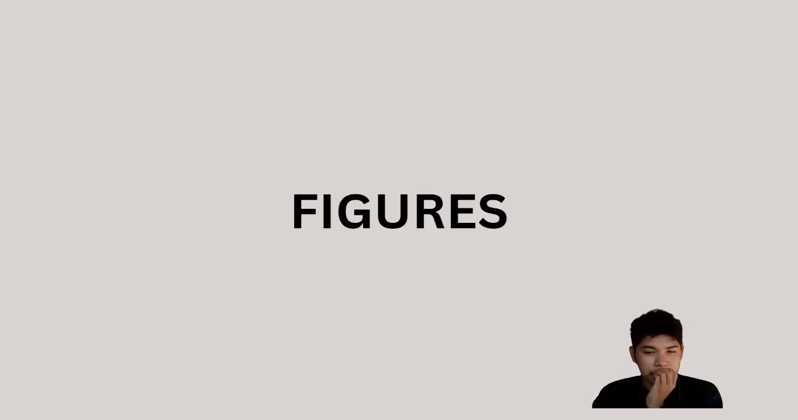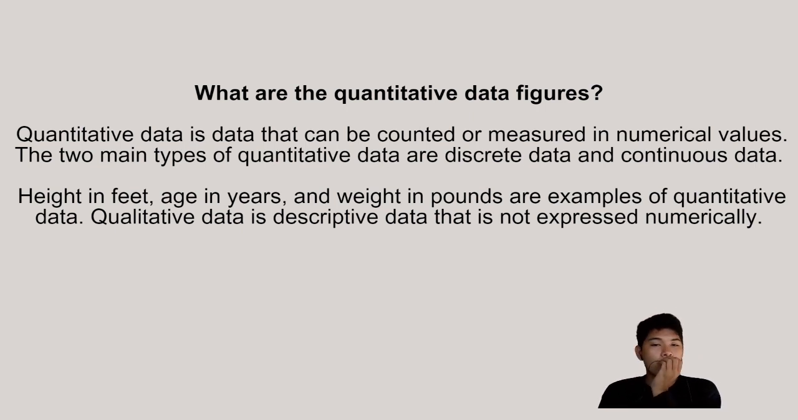Next is figures. So what are quantitative data figures? So quantitative data is data that can be counted or measured in numerical values. The two main types of quantitative data are discrete data and continuous data. Height in feet, age in years, and weight in pounds are examples of quantitative data. Qualitative data is descriptive data that is not expressed numerically.